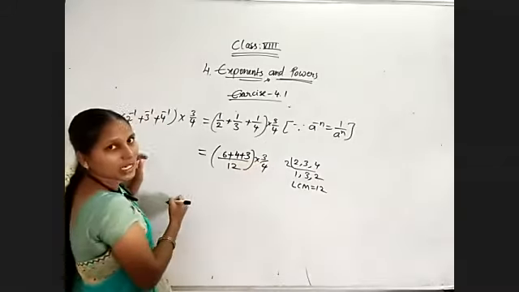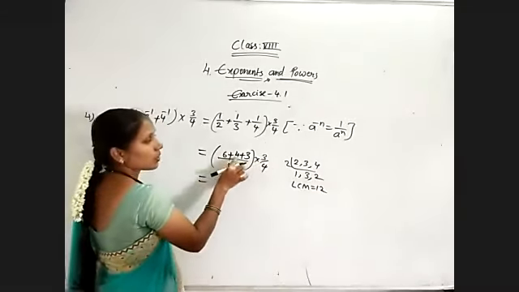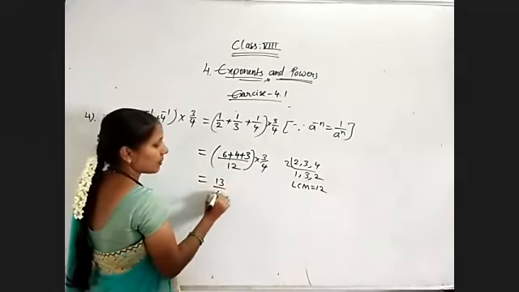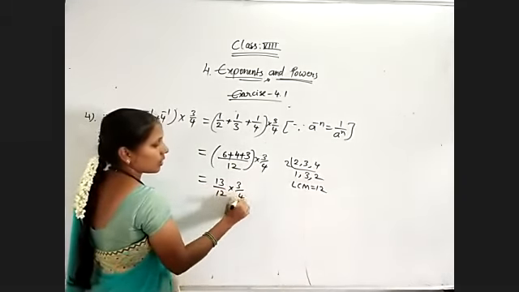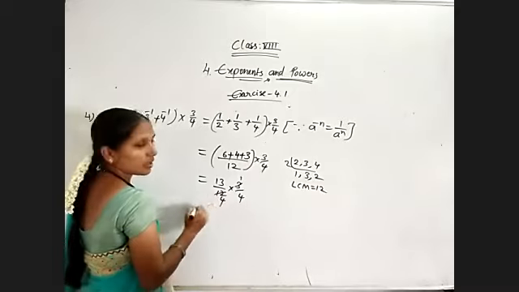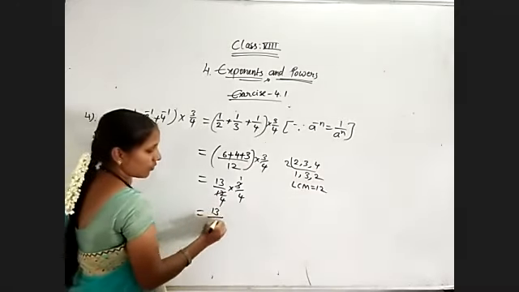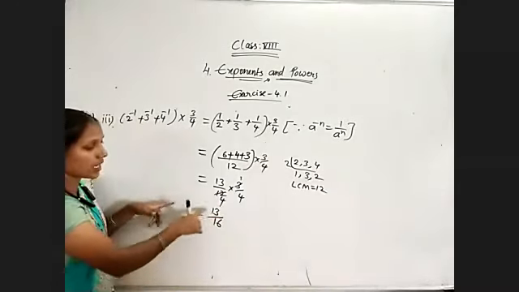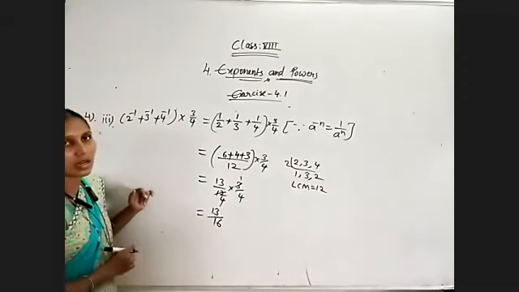Now 6 plus 4 is 10, 10 plus 3 is 13. 13 by 12 into 3 by 4. 3 1s are 3, 3 4s are 12 and 4 4s are 16, so 13 by 16. 13 is a prime number, so we can't cancel this. That's all. Okay.